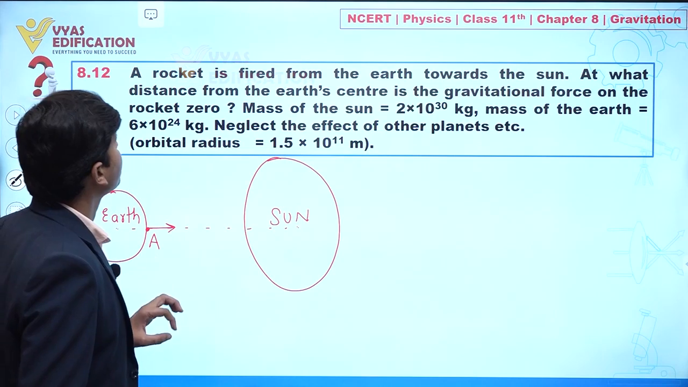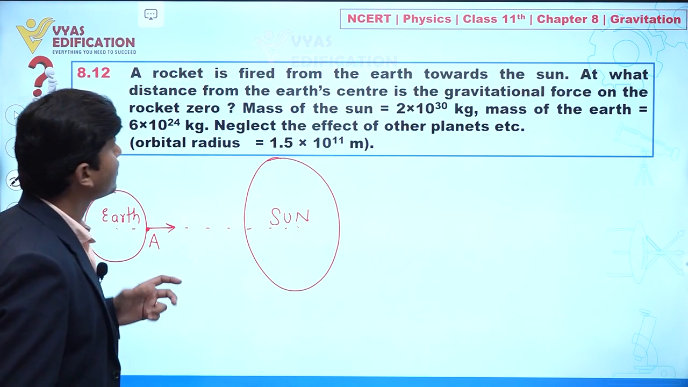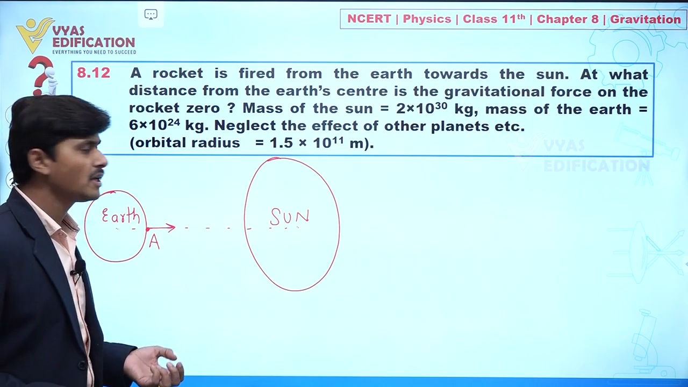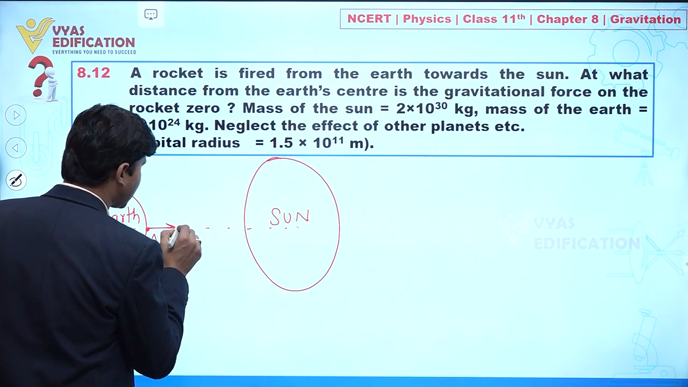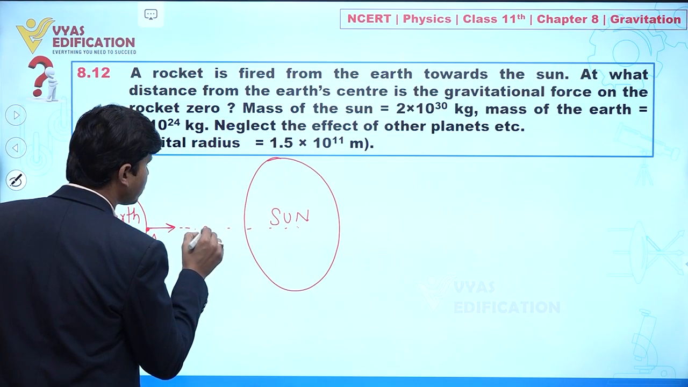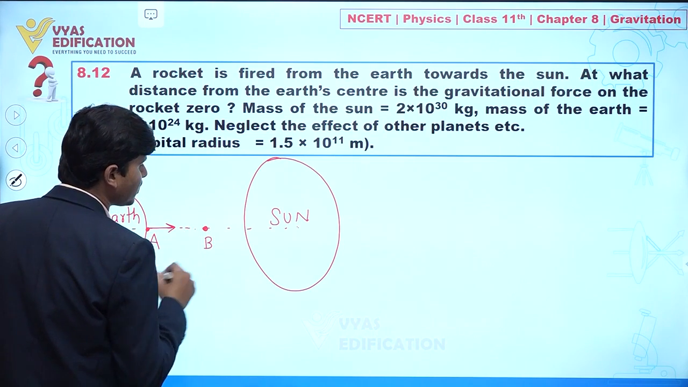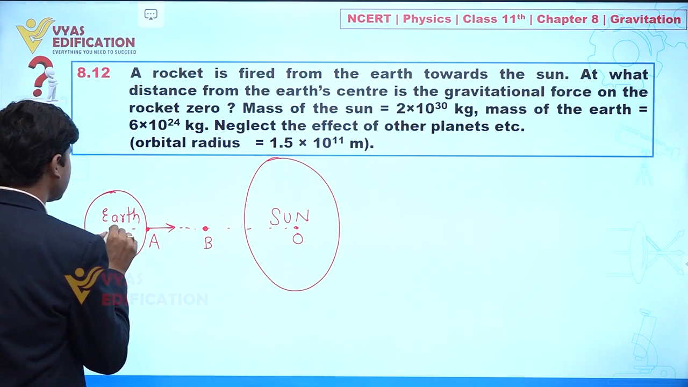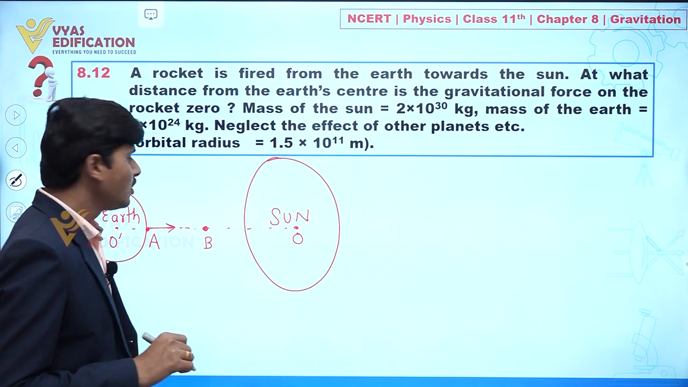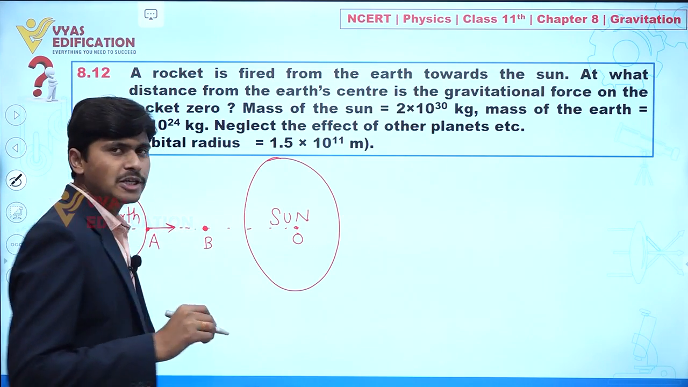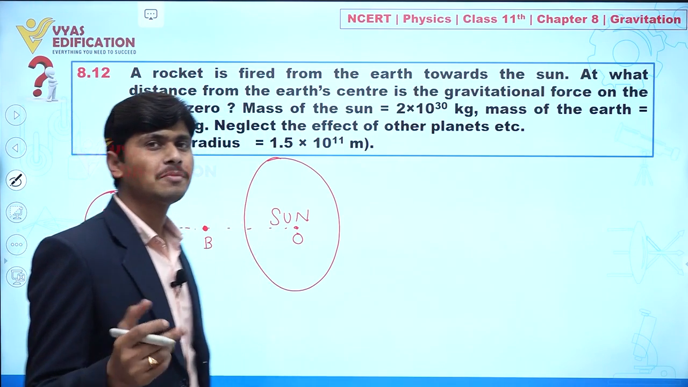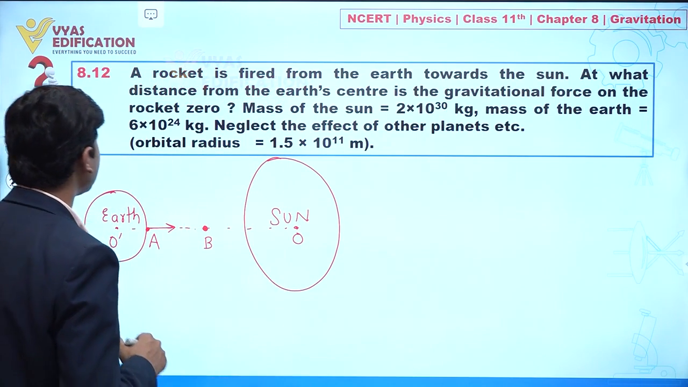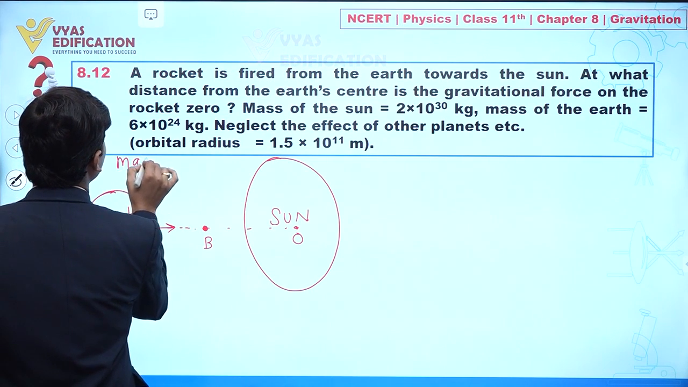Now we have to find at what distance from the earth's center the gravitational force on the rocket is 0. Let's suppose the rocket moves up to this point, which I call point B. Let's suppose this point is O and this point is O dash. At point B I assume the net force acting on the rocket becomes 0. So how can the net force become 0? Let's suppose I am taking the mass of the rocket.